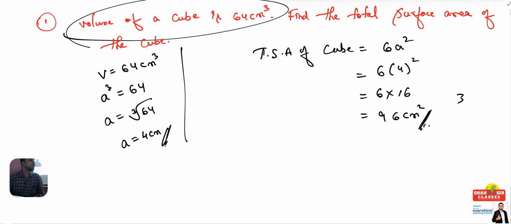Did you understand? Sometimes they don't give the volume, lateral surface area, or total surface area value directly. By using the value they give, you should find some unknown, and then substitute it in the main formula. So only then will they give you these values.